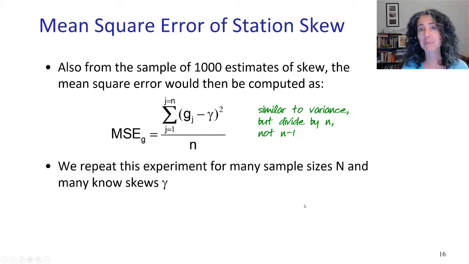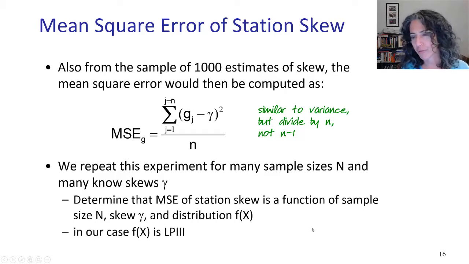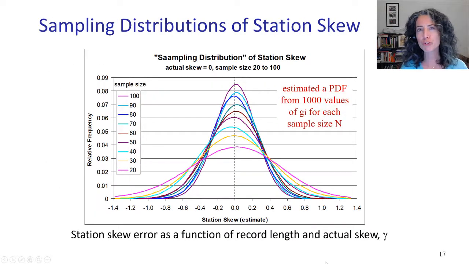We're going to repeat this experiment that we just did for many sample sizes n and for many known skews. We're going to do that to determine mean square error of station skew as a function of the sample size and the skew coefficient gamma and the distribution that we're sampling from. And in this case, I did all these experiments with sampling from a log Pearson type 3. So this is the result of doing that kind of sampling experiment.